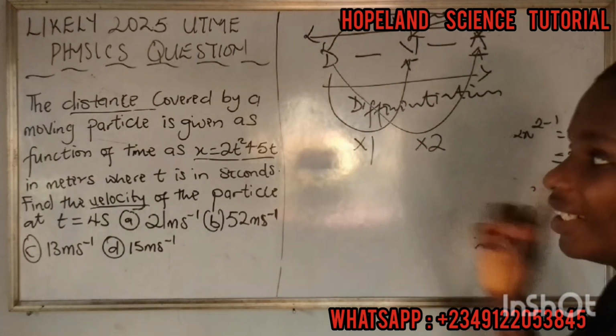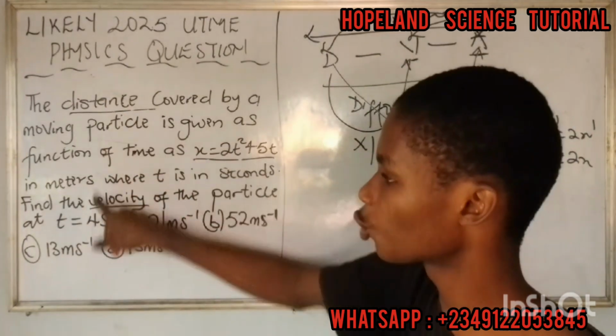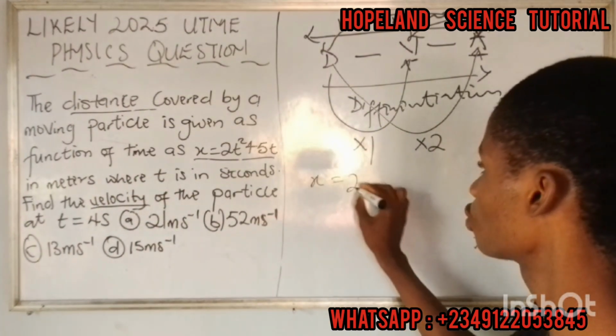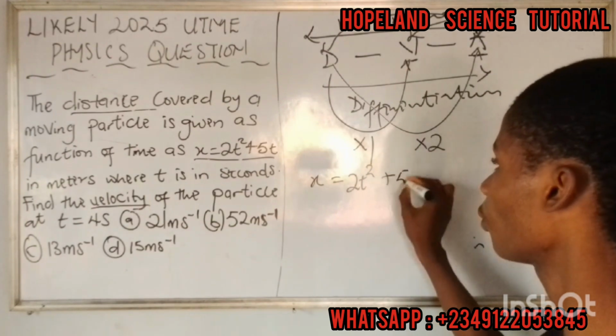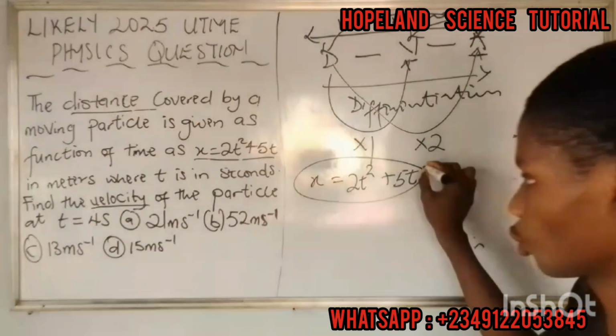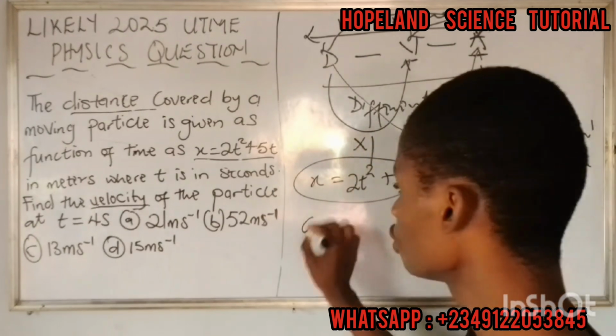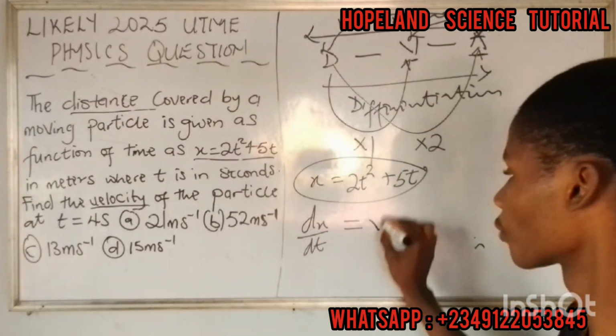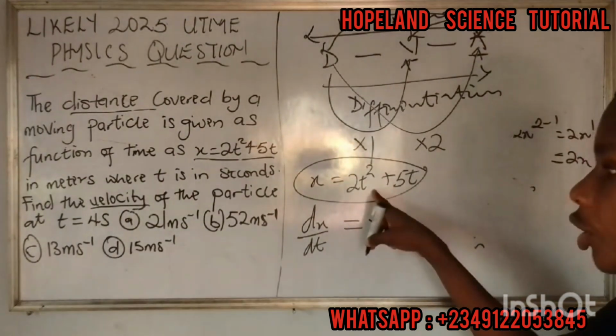So that's it. Now, in this question, we are given distance to obtain velocity. The equation that was given to us was S equals 2t squared plus 5t. So now we want to do the ds over dt of this equation to give us velocity.